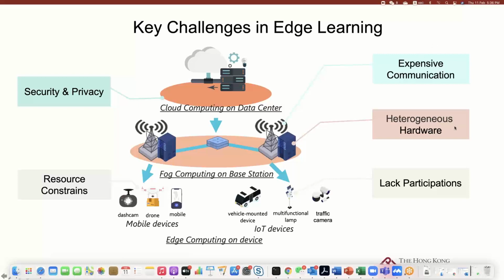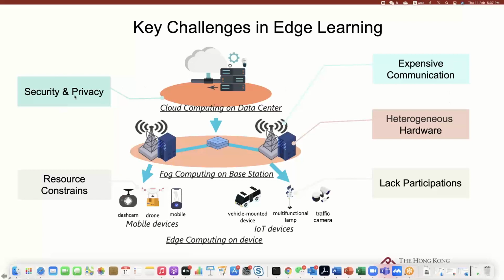Next is about heterogeneous hardware. Actually, the heterogeneity is not just in the hardware. It could also be in data distribution, right? Some devices have totally different data distributions. Some machines have powerful AI chips, but others don't have any, probably just like a microcontroller, okay? So they could be very highly diverse in hardware and data distributions.